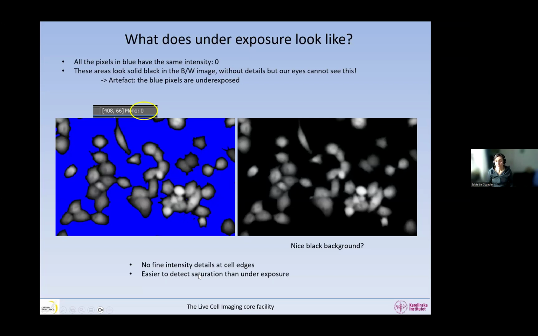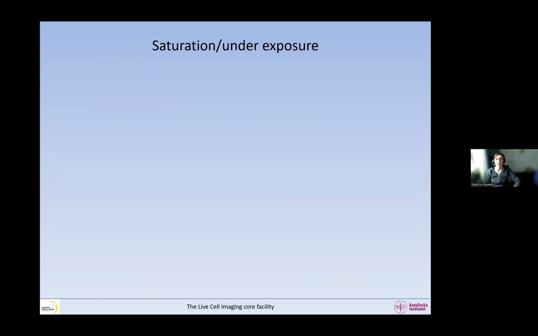And it's easier to detect saturation with our eyes. We see these solid white areas, but it's much harder to see underexposure. So this image is very likely to be rejected by a journal. If I was the reviewer for this paper, I would definitely reject that and say, go back to your microscope and reimage, because it cannot be corrected afterwards.